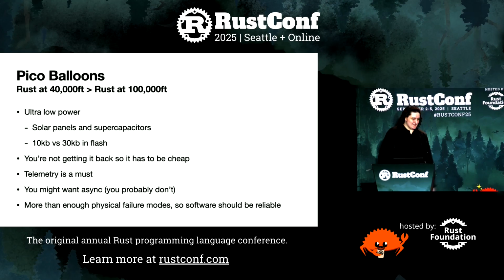And so these are the places where it's been helpful. We can use really low power, very cheap chips. You're not getting your Pico balloon back, so your budget is going up into the air and disappearing. So we want to be able to use low power and low flash chips that enable us to do the project very cheaply. Rust shines there.